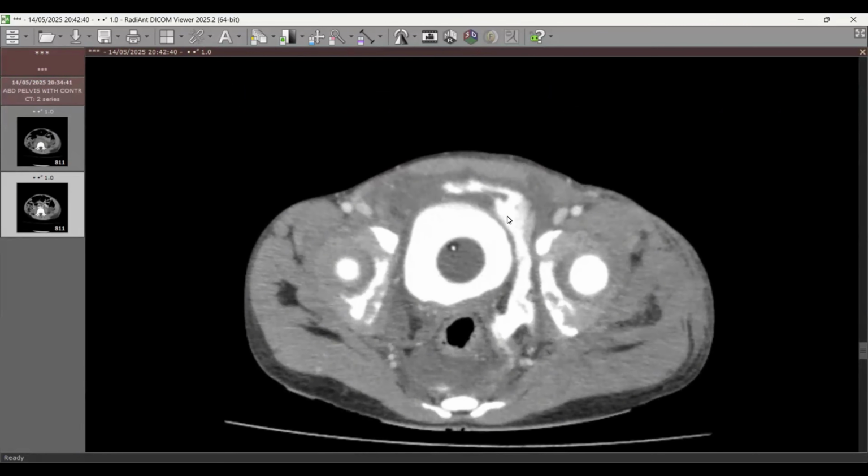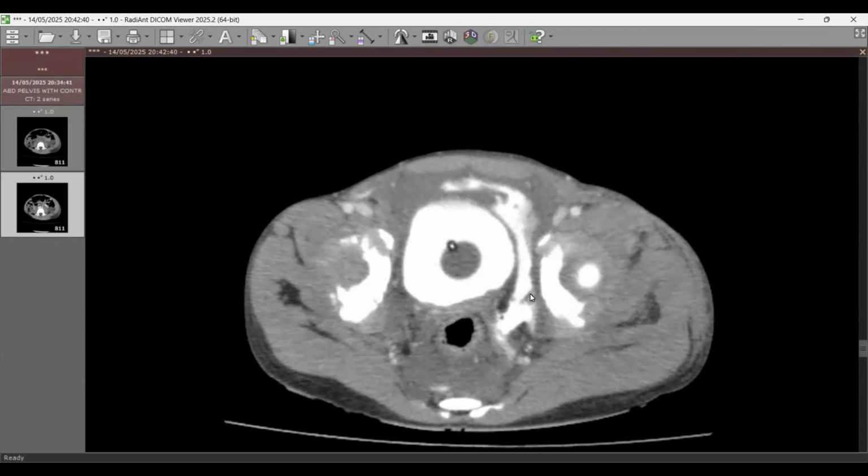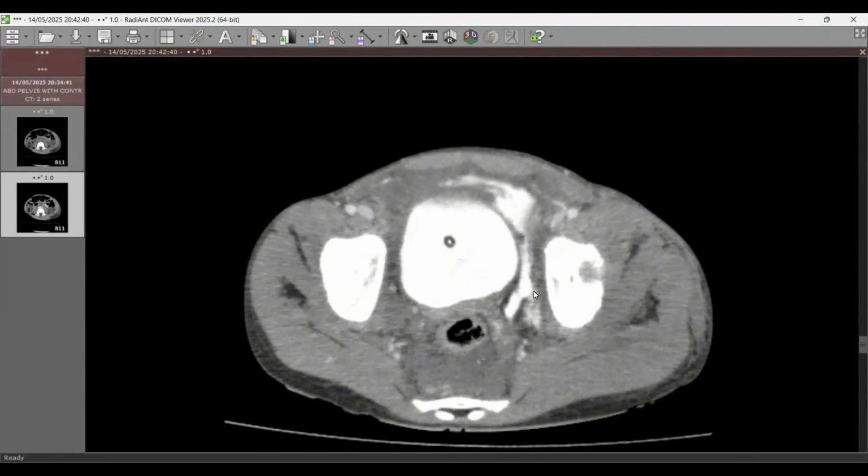Okay. So here I can see that there is significant contrast extravasation around the urinary bladder. However, the urinary bladder is catheterized. It is also giving a molar tooth appearance. So this is an extraperitoneal bladder rupture.